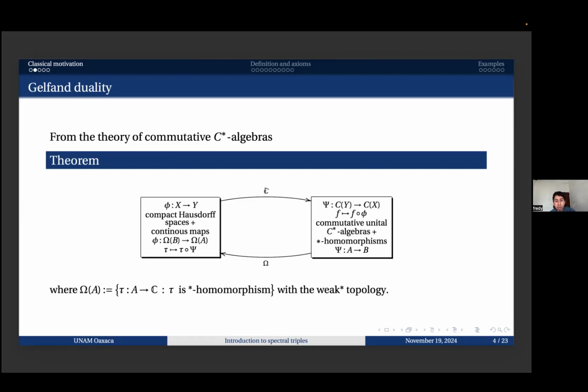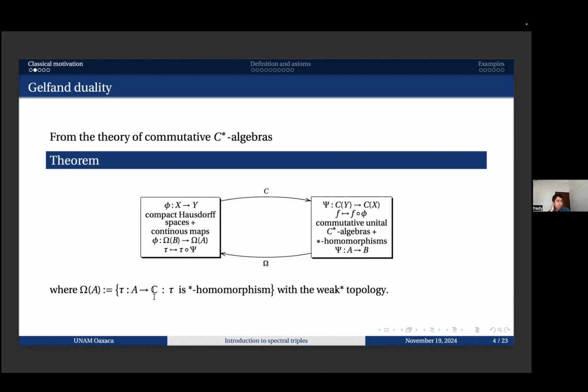And from C-star algebras, we can go back to the locally compact Hausdorff spaces by this functor omega, which is given by the topological space of star morphisms from my C-star algebra to C, which is equipped with the weak star topology.